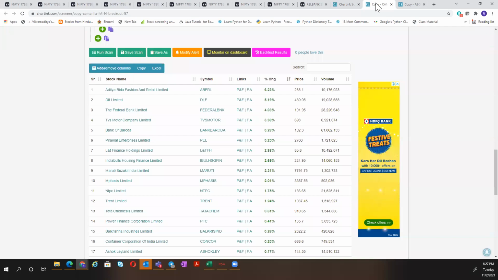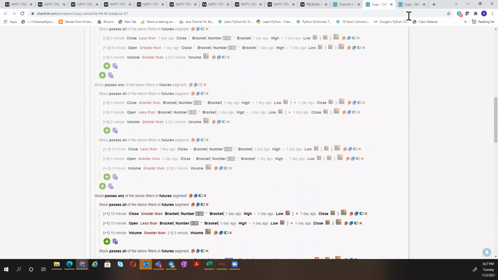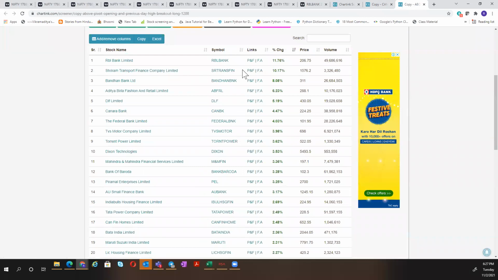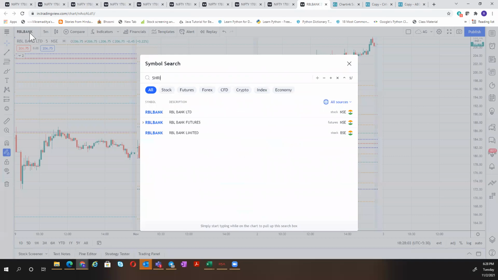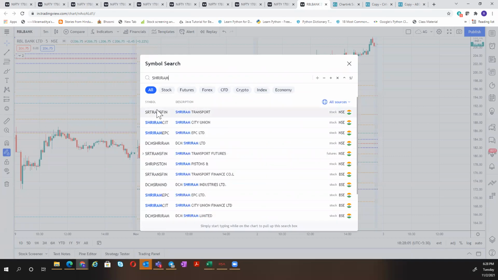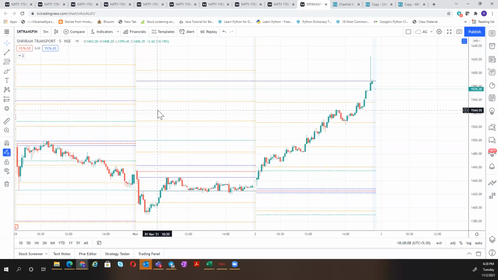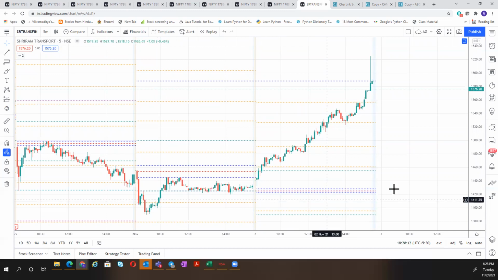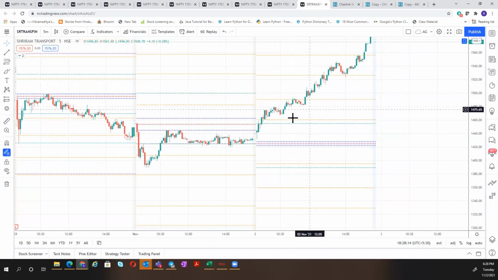The next one you can observe was DLF. Not this one. R1. Shriram Transport, 10% up. Now again, this is for learning purposes. I don't trade in stocks. But if you want to understand the pivots, I want you to understand the location.